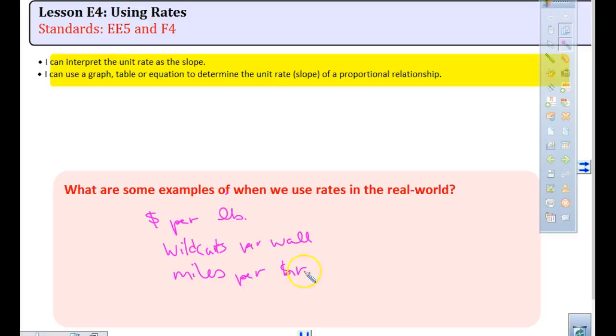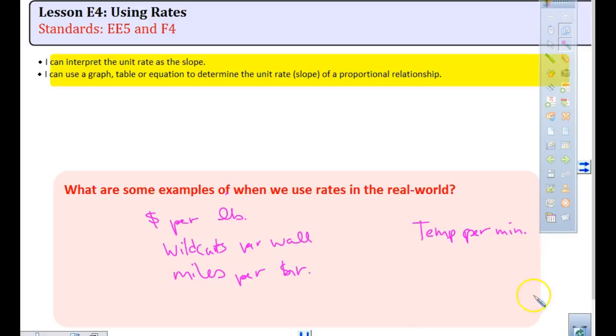Another one. $1 per pound, so we already got that one. How about in science? You're doing an experiment, right? You might be measuring the temperature, right? Temperature change. You guys did that this year. So temperature per minute, right? Every minute you were timing it and doing something like that. Any other real world rates?